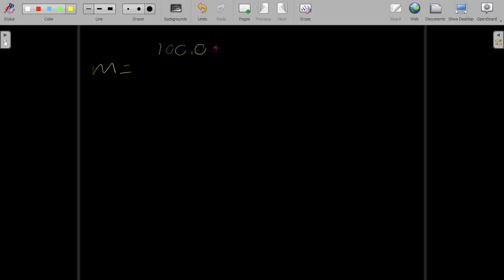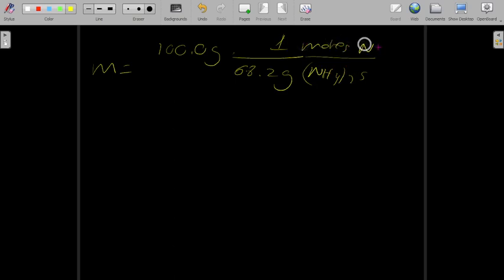100 grams. I go to my periodic table and I find that 68.2 grams of ammonium sulfate is how many grams are in 1 mole of that substance. If I do that, I have 1.47 moles. I just found the moles.